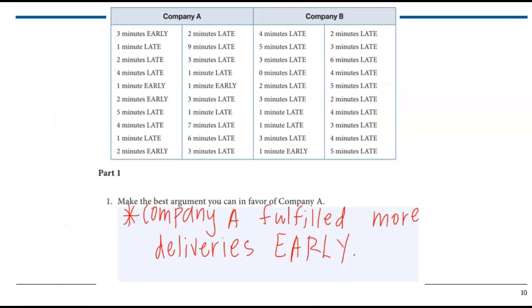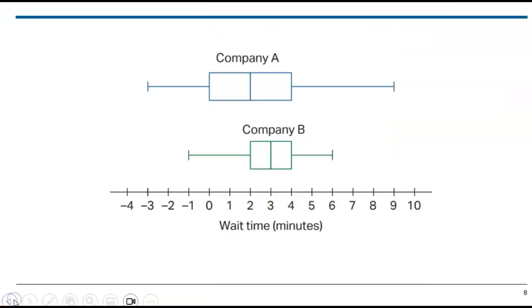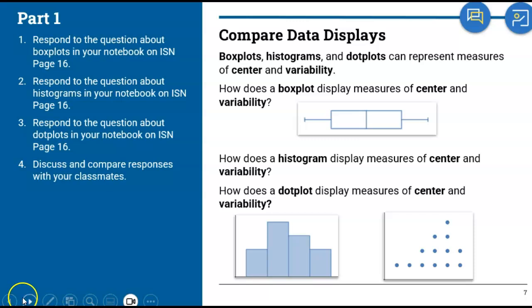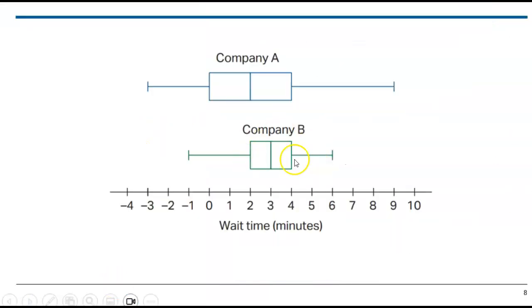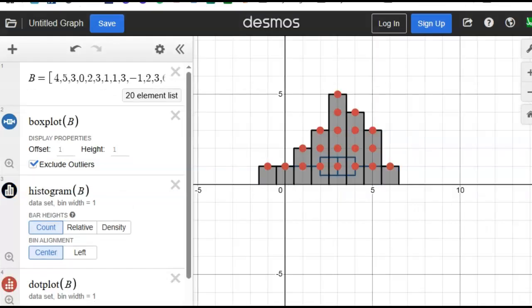All right, everyone done writing? Okay. So, yes, they did have more early entries. Now, if we look at the variability, I'm looking mainly at the box plot here. We already said who was more consistent. Company B, can y'all see how the interquartile range is smaller? And for the histogram, it's not as spread out. It's more compact together, closer to the center, right?